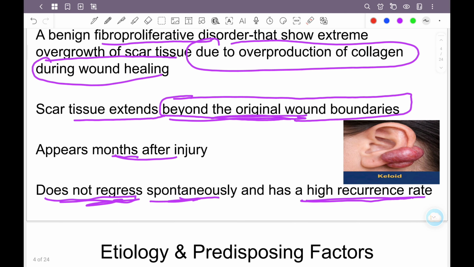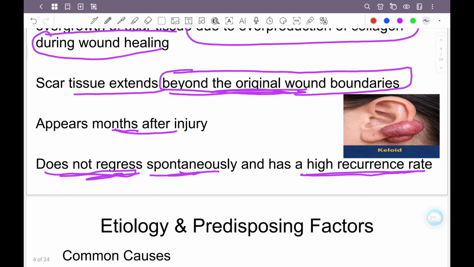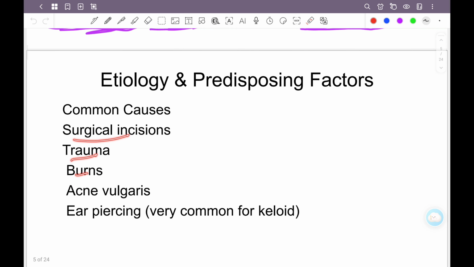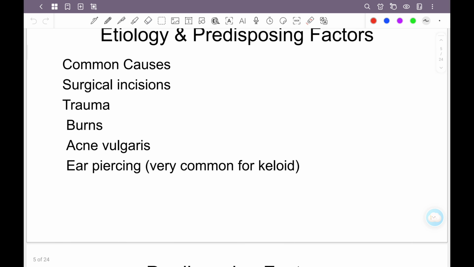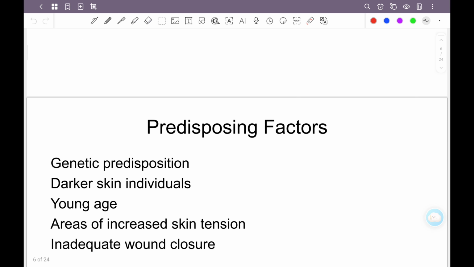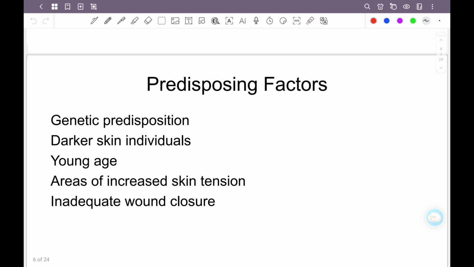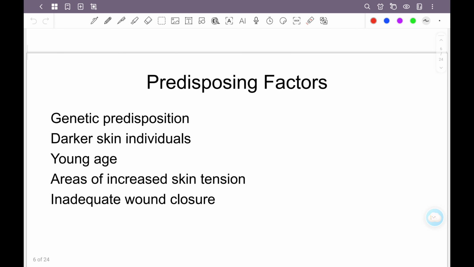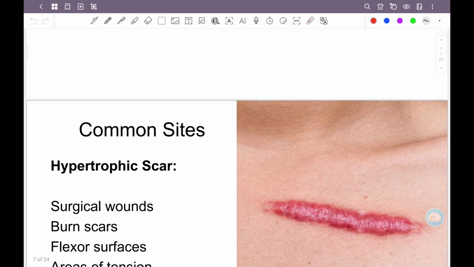Next, what are the etiology and risk factors for this? Scars and keloids mainly develop after surgical incision, trauma, burn, acne vulgaris, or ear piercing. Ear piercing is the most common cause for keloid. Important risk factors include genetic predisposition, darker skin individuals, and young age, as well as areas of increased skin tension that lead to scar formation, and inadequate wound closure.